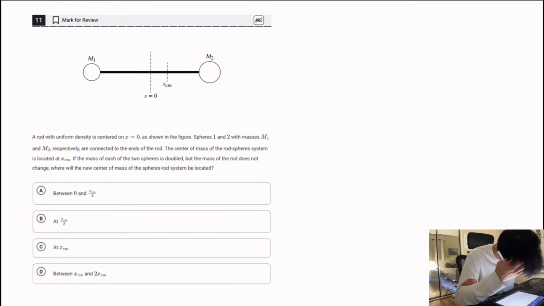Alright, last question before I go to bed. Alright, time to get started with this one. Just pause if you want to do it yourself first.